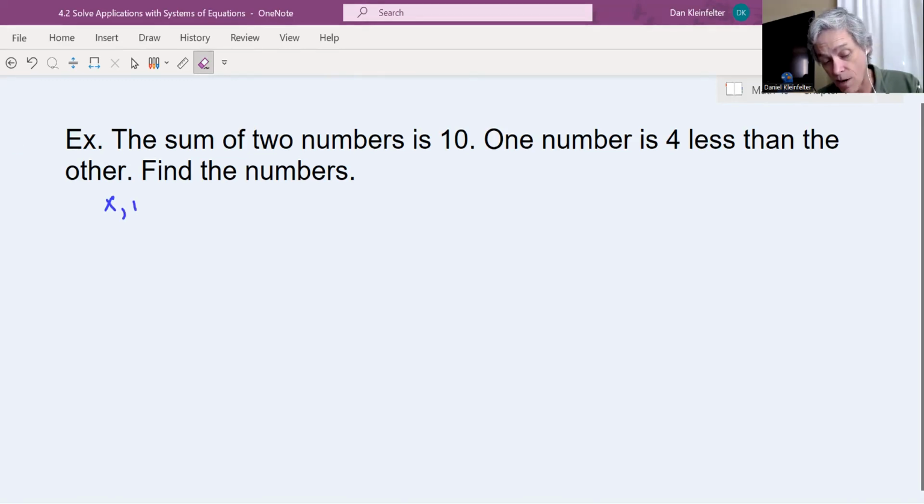I'm just going to call X and Y the numbers for clarity's sake. So we've described the variables. They're going to be just the two numbers that we seek. So the first sentence says the sum of the two numbers is 10. That means that if we add together the two numbers, it should be 10. So that is basically what our first sentence is telling us. Okay, then the second sentence says one number is 4 less than the other. So maybe I should be more specific about my variables. I'm going to let X stand for the one number.